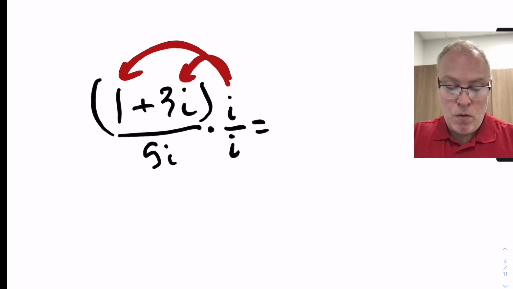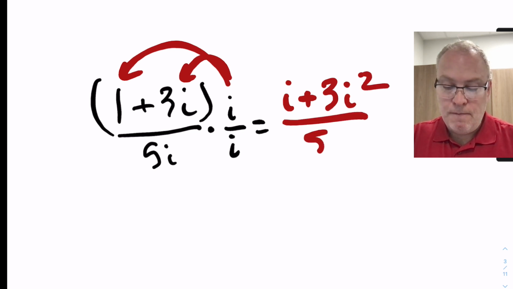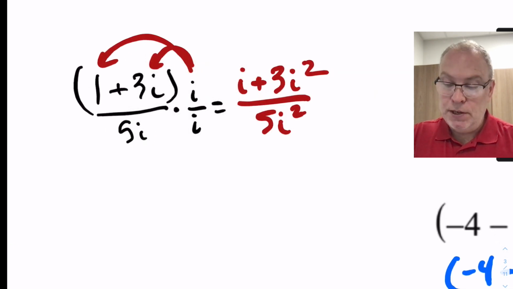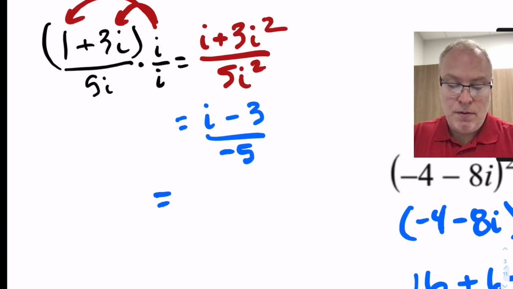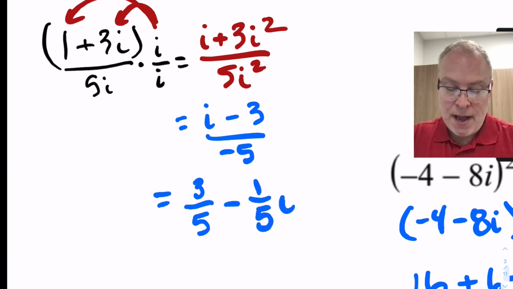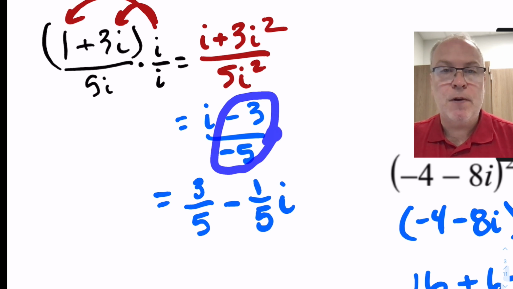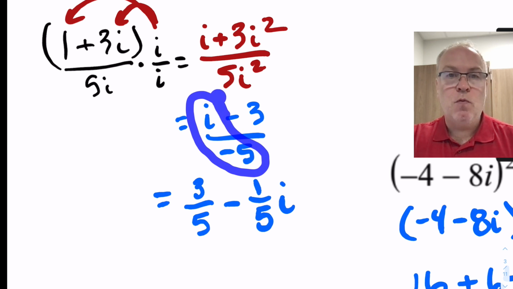So we get 1i plus 3i squared all over 5i squared. Okay. Anytime you see an i squared, you replace it with negative 1. So it becomes i minus 3 all over negative 5. And then written in the correct form, it would be 3/5 minus 1/5 i. Let me show you where on earth I did that. Here's where the 3/5 came from: negative 3 divided by negative 5. And then here's where the negative 1/5 i came from.